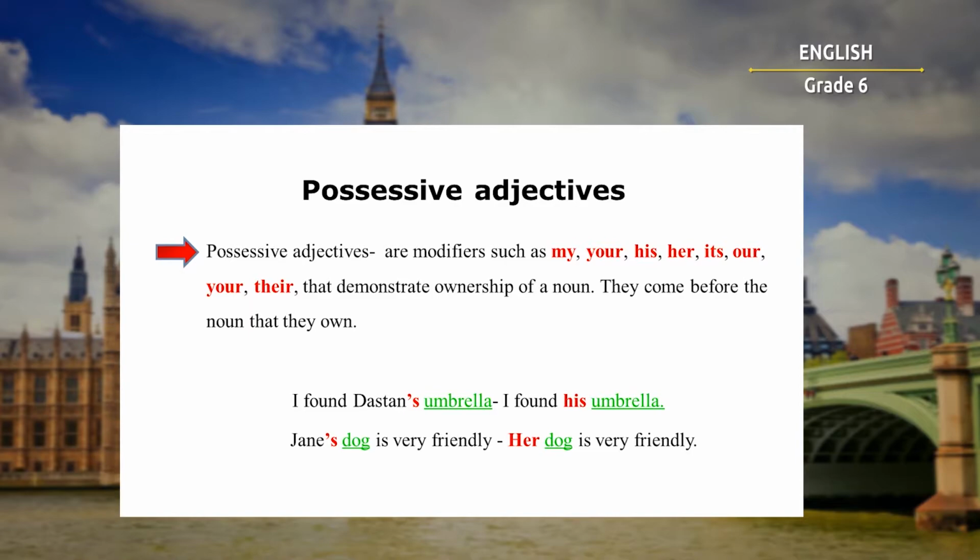The next example, Jane's dog is very friendly. Her dog is very friendly. We can see that possessive noun Jane's was replaced by the possessive adjective her, and the noun dog stays after the possessive adjective. Now students, let's watch a video about possessive adjectives.